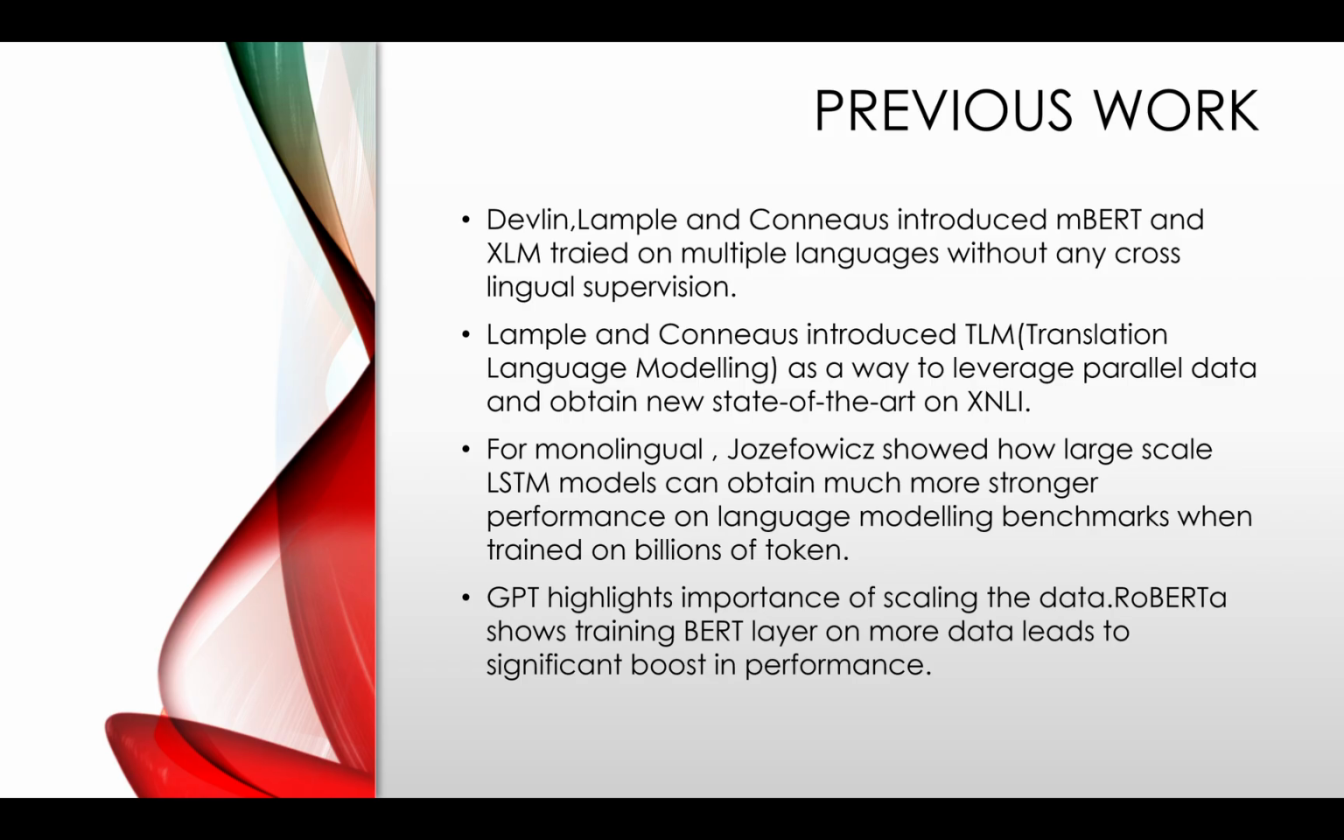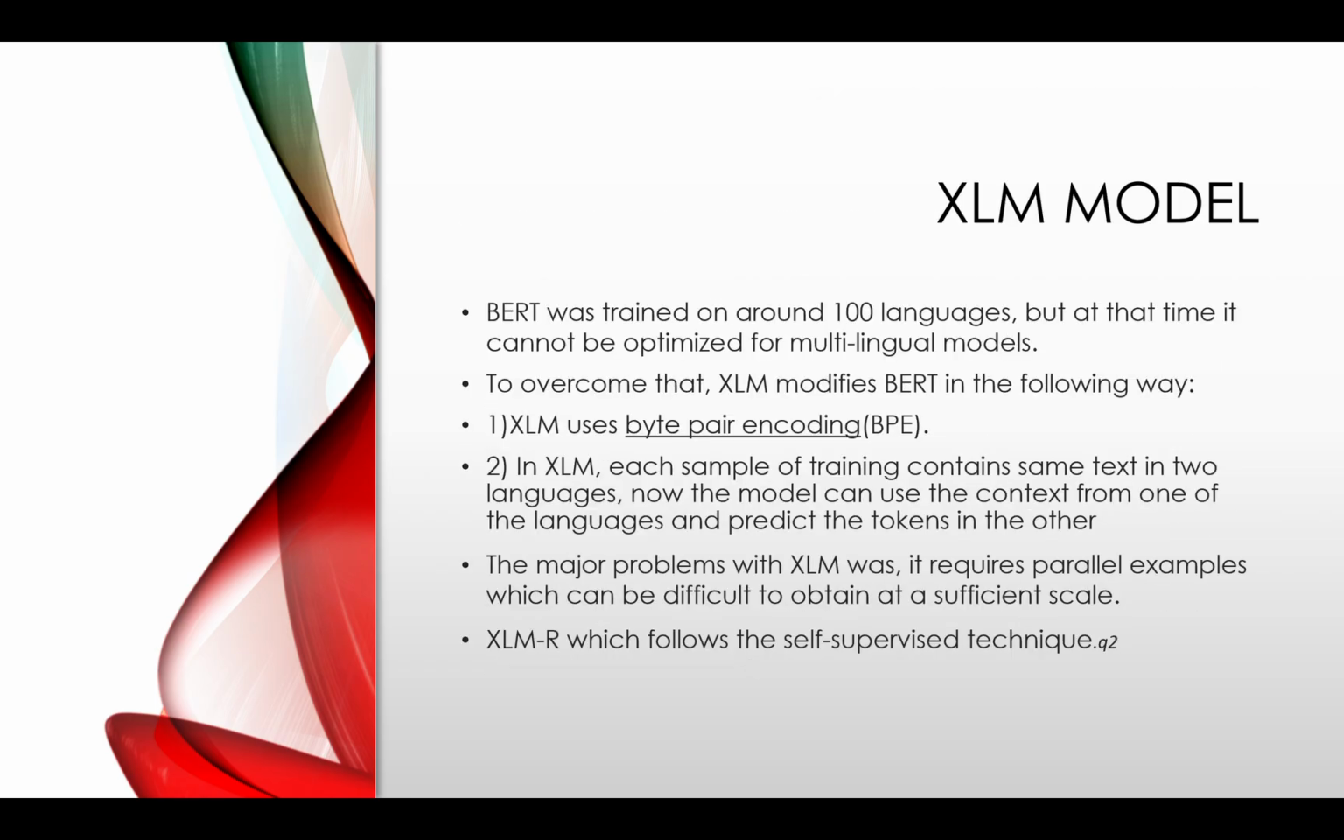So let's now look at the model. The XLM-R model is mainly derived from the XLM model, and in XLM the BERT model was trained on around 100 languages, but it was not optimized for multilingual models. To overcome that, XLM modifies BERT by using byte pair encoding, BPE, which increased the shared vocab between different languages, while BERT uses words or characters as input to the model.